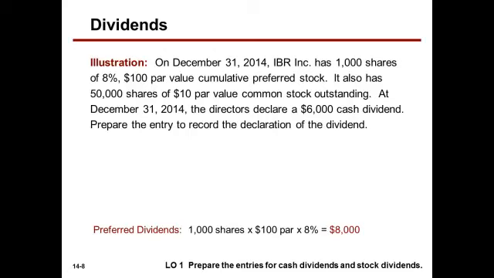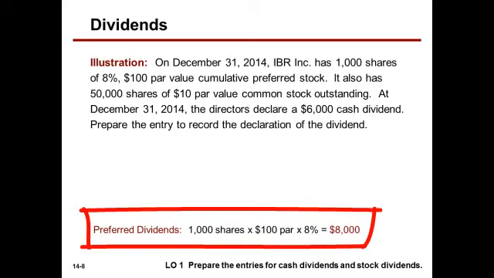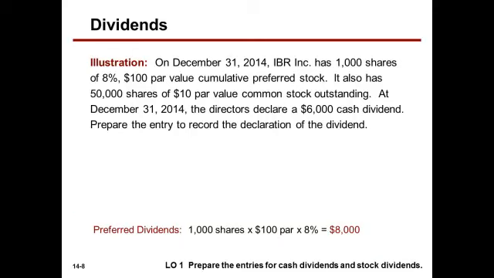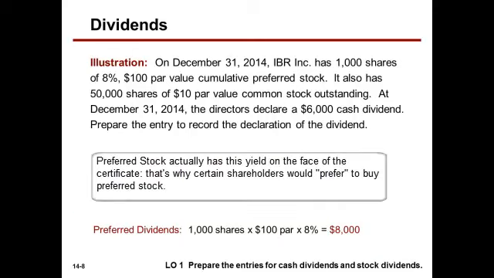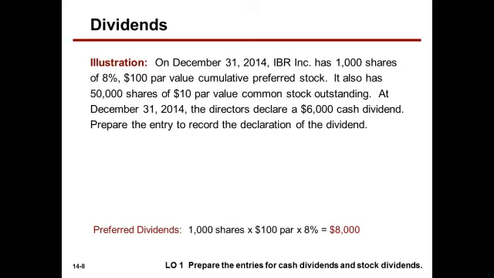At the bottom of the page, there's a calculation of what amount the preferred stockholders would receive in a cash dividend declaration. 1,000 shares times $100 par value times 8%. The 8% is the expected cash dividend that they want on their stock. This is the contract between the holders of preferred stock and the corporation. 8% of par value, or in this case, $8,000, is the annual cash dividend they expect.